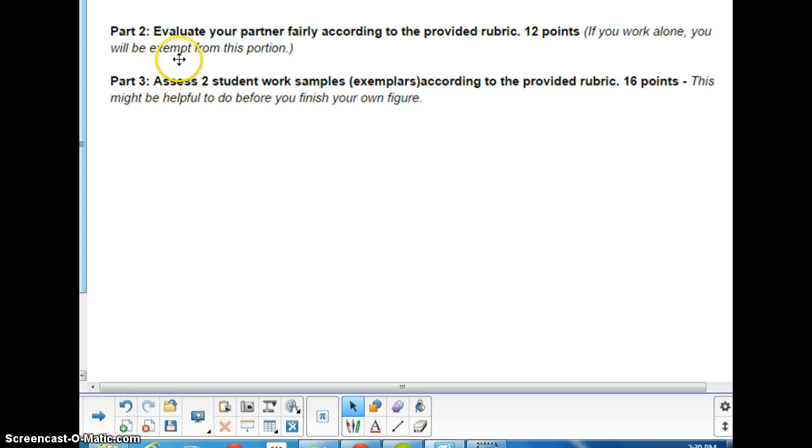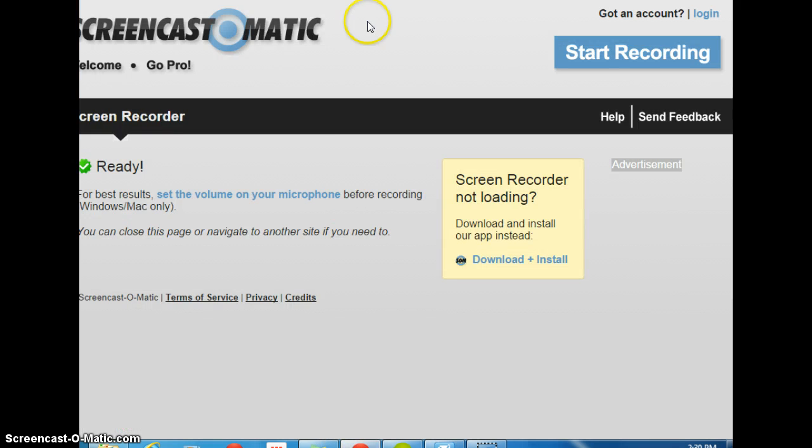The next part is if you work with a partner, you'll be able to evaluate your partner fairly according to the provided rubric. We'll look at that in a minute. If you choose to work alone, you will be exempt from these points. Part 3, you'll assess 2 student work samples or exemplars according to the provided rubric. This will be helpful to probably look at before you finish your own figure. All right, so now let's take a look at the other directions.